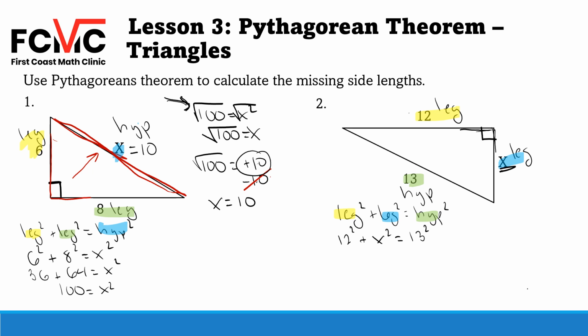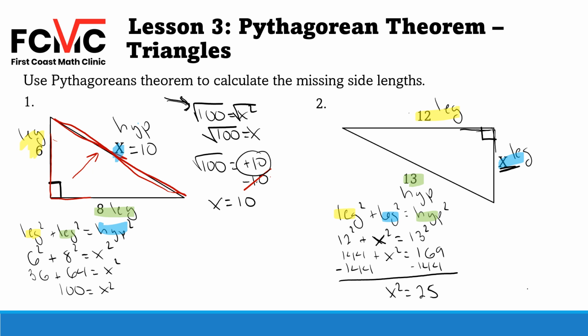So in this example, we're solving for a leg, not the hypotenuse. So this equation is going to look a little bit different, right? x and 12 are going to be on the same side. Now when we solve this, let's square the 12. We get 144 plus x squared equals 169. Subtract 144 from both sides because you want to get the x squared by itself. We get x squared equals 25.